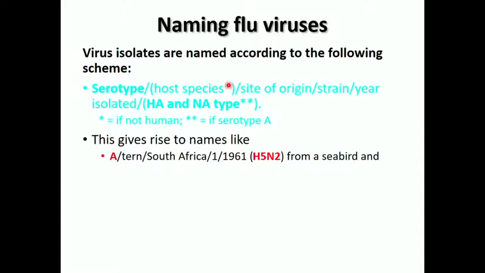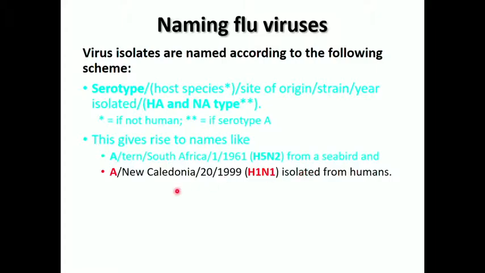This virus was actually isolated, A. Tern, South Africa, strain 1, 1961, H5N2. It was the first time that people had found H5, which you might remember from H5N1, from a seabird. This was done at UCT in the so-called Virus Research Unit by a guy called Wally Becker.